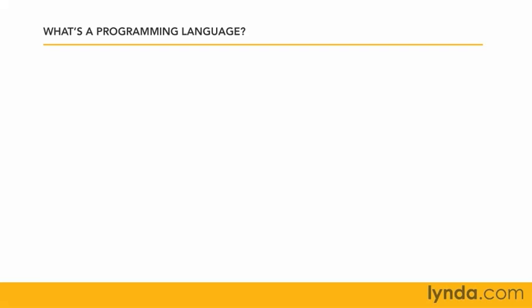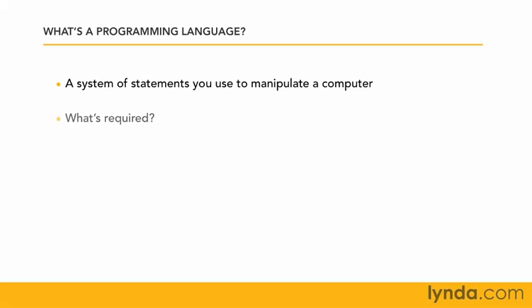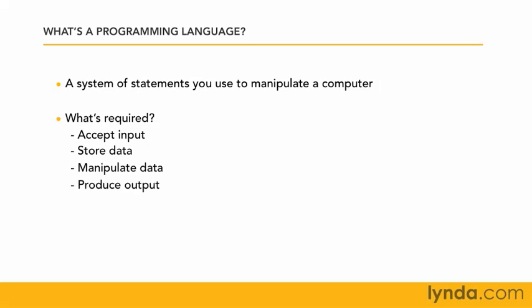If we're going to talk about Visual Basic for Applications, which is a programming language, first we need to discuss what exactly is a programming language. For our purposes, it's just a system of statements you use to manipulate a computer. At a minimum, you need to be able to put data into the computer, store it there, manipulate the data, and produce output.